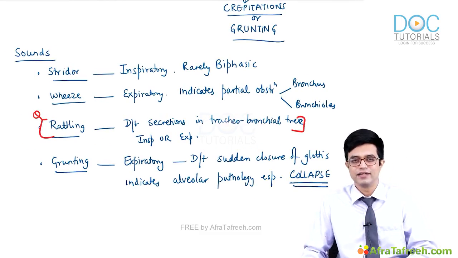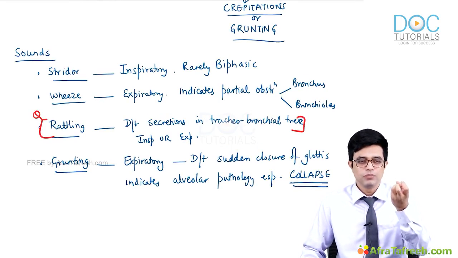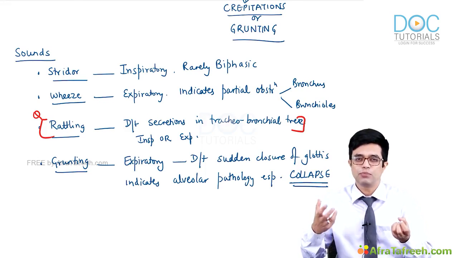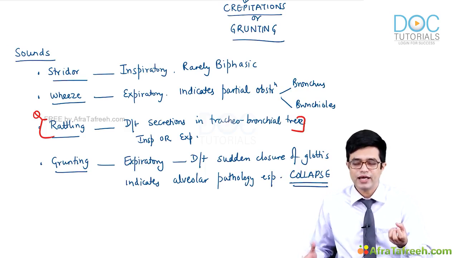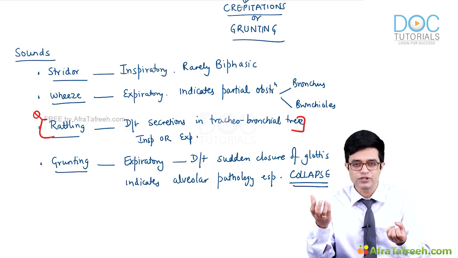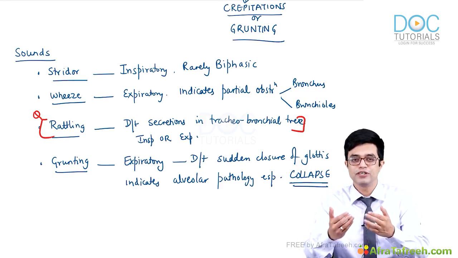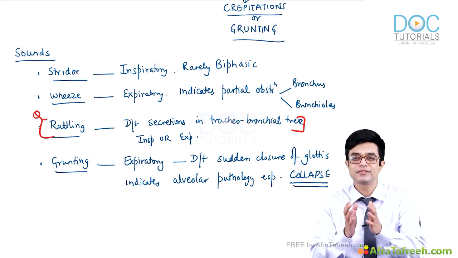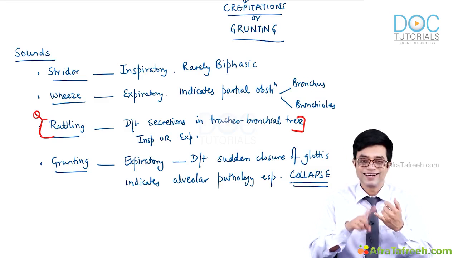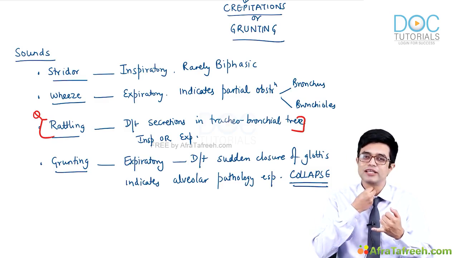Now, what exactly is grunting? Suppose there is a tendency of the airway or alveoli to collapse. To prevent collapse from occurring, the child will try to generate a positive pressure inside the entire airway, and he does this reflexly by causing sudden closure of the glottis during expiration, producing a sound like this. It is during expiration that there is sudden closure of the glottis, and this is nature's way of ensuring that the collapse does not happen.